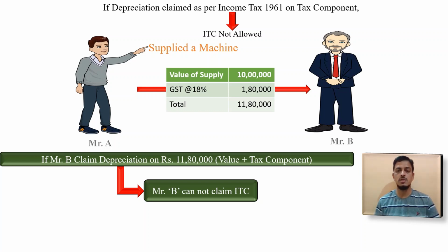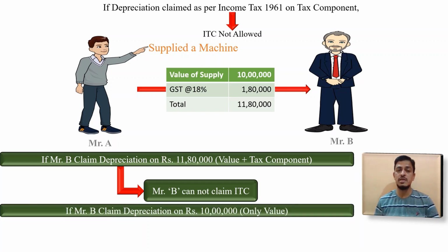If the same situation occurs in the business, at that time what entry can be passed in the books of Mr. B? Mr. B will record the same transaction in this manner. Machinery account debit 11 lakh 80,000 to bank account, if amount is paid by cheque, 11 lakh 80,000. So this is the way of passing entry in the books of Mr. B, if Mr. B claims depreciation on 11 lakh 80,000 total value.